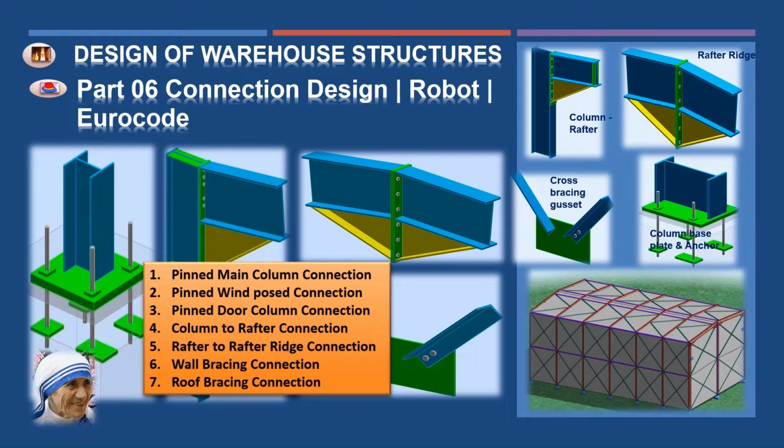And the fourth one is column to rafter connections which we are going to do. You can see on the right hand side pictures. The first one is a column to rafter connection where it has a bracket at the bottom in yellow color. Similar to that, rafter to rafter connections, the ridge connection also we are going to look at. So this also has a bracket. And finally we are going to do the wall bracing connections and the roof connections. Let's look into that model.